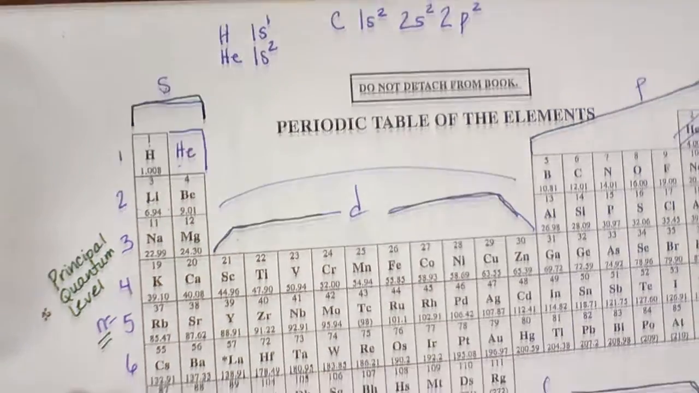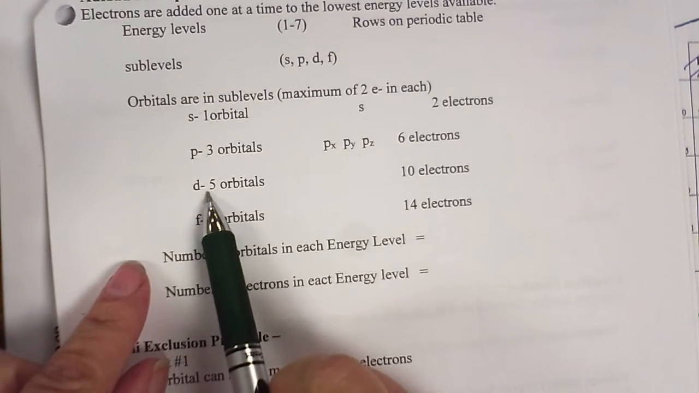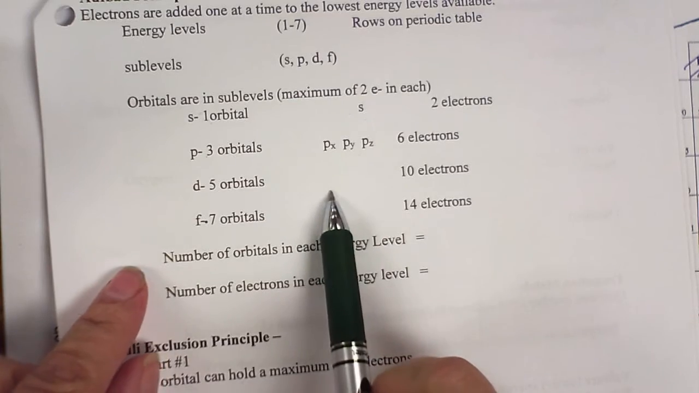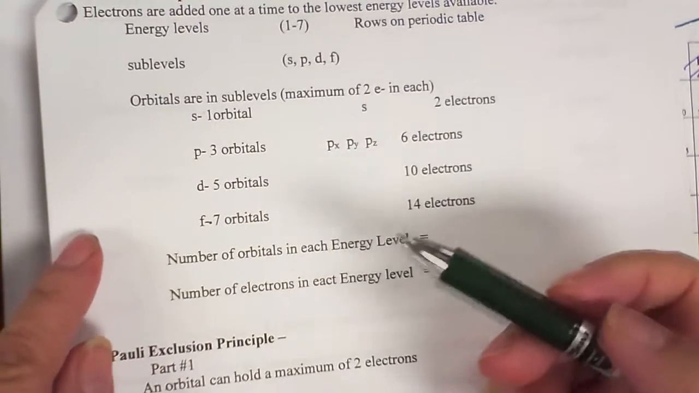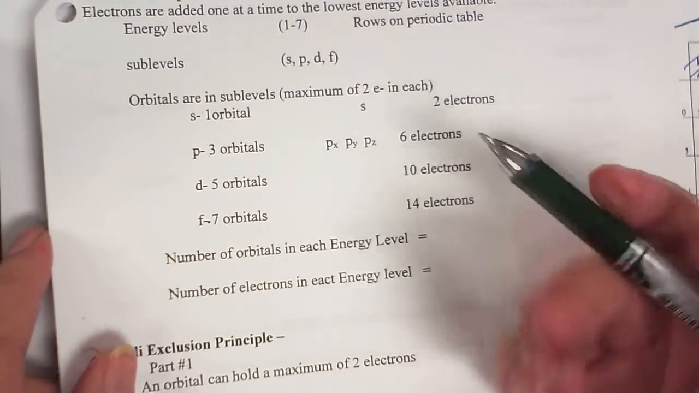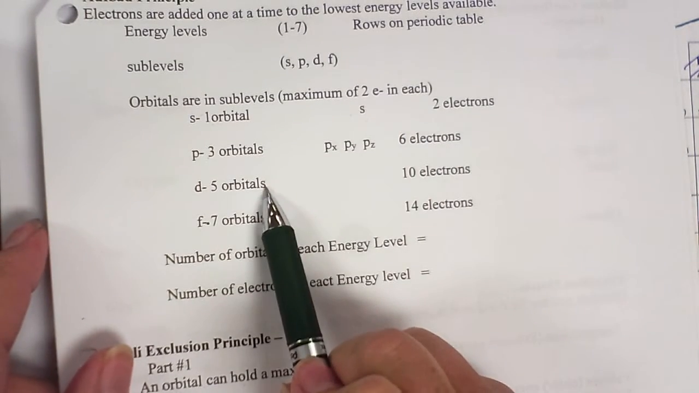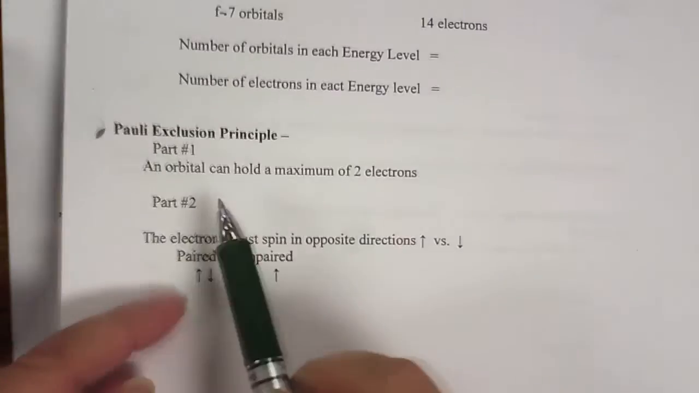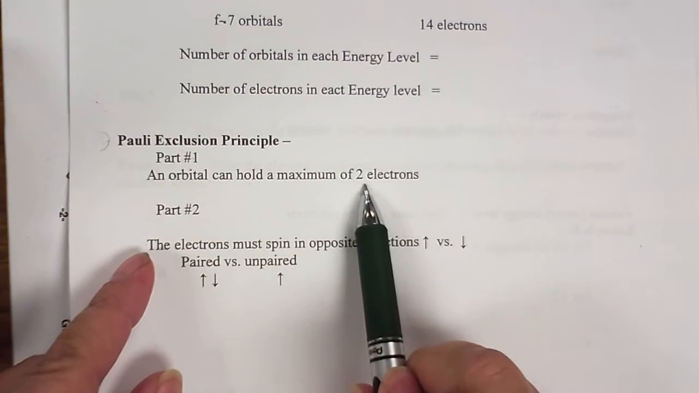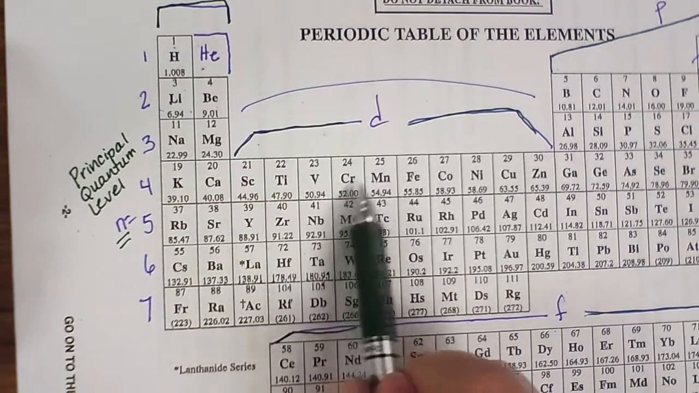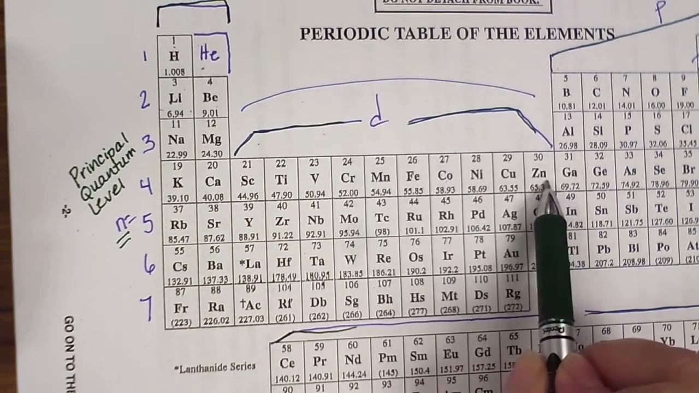All right? Next, we look at your d. Your d has 5 orbitals. We don't look at the shapes because, I mean, you can look them up. They're very, very complicated. In honors, we only deal with S and P. So 5 orbitals. Each orbital, thank you, Polly, can only hold 2 electrons. So that's a total of 10 electrons. 1, 2, 3, 4, 5, 6, 7, 8, 9, 10.